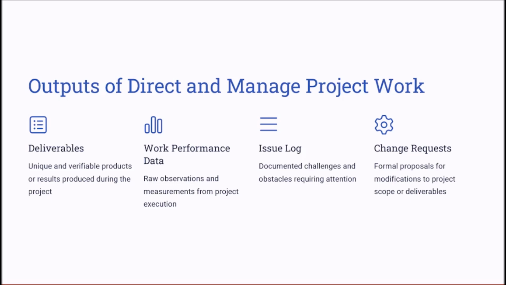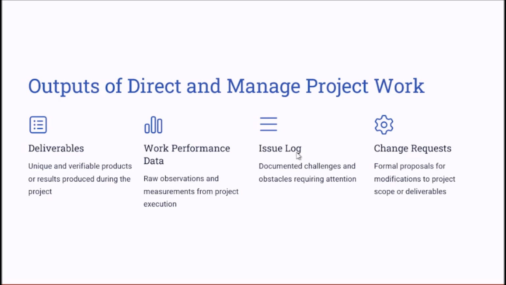And here are the key outputs involved when directing and managing the project work. The outputs of this process include the deliverables, which are the completed products or services, and also the work performance data, which provides insight into the project progress, enabling informed decision making. Don't forget updates to project documents to ensure all of the stakeholders have access to the latest information, maintaining transparency and alignment throughout the project lifecycle.